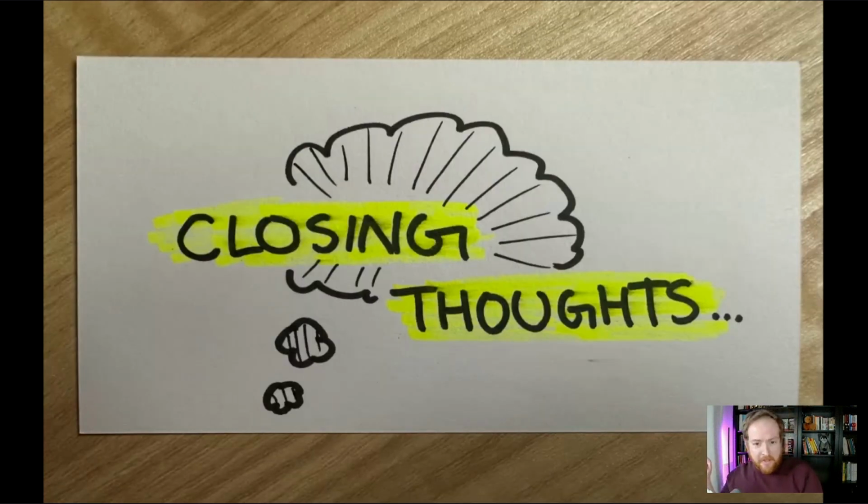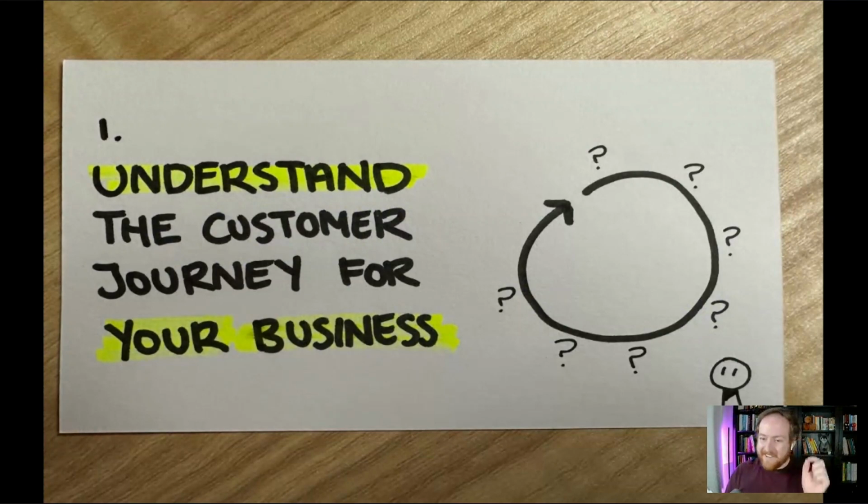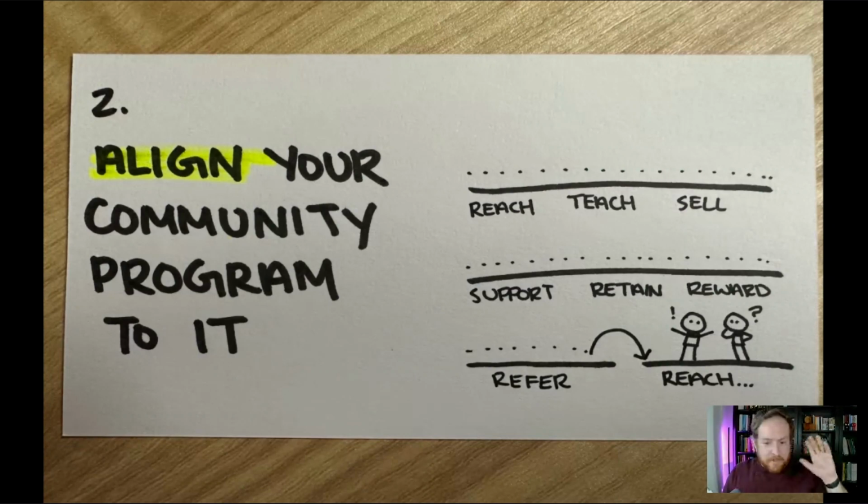Which brings me to the closing thoughts as we wrap up here. First off, understand the customer journey for your business. I talked about the customer lifecycle and all of those stages. Go a little bit deeper. Start thinking about what an actual customer goes through when they're interacting with your business. What does that look like? And then once you figure that out, align your community program to it.